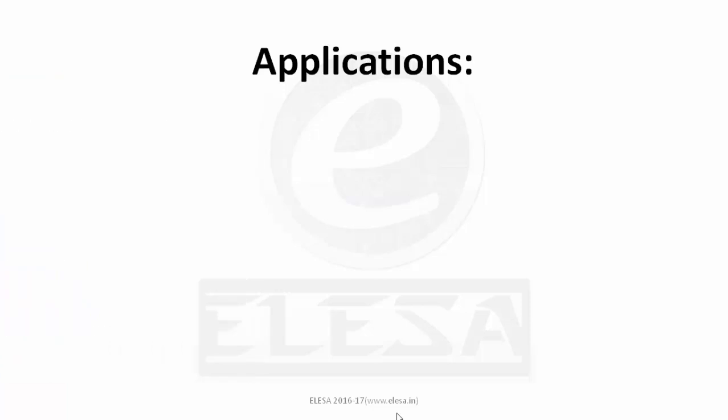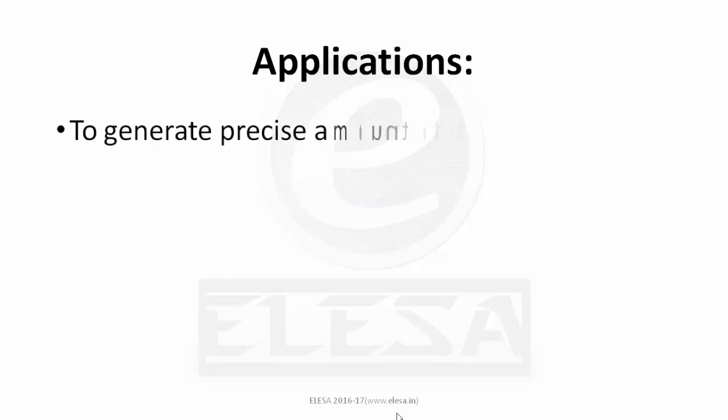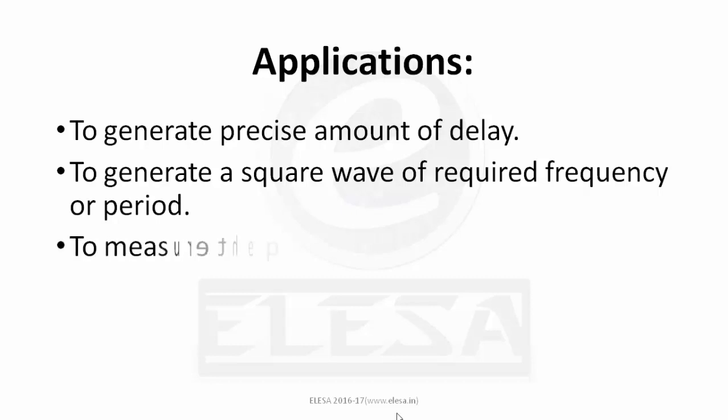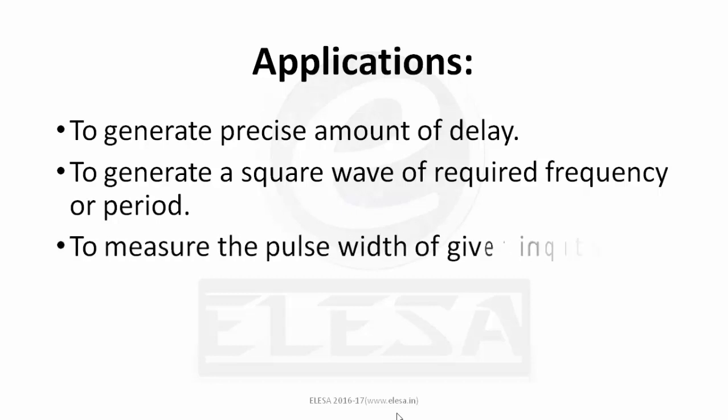Now going to applications. What will you think? The first application is to generate a precise amount of delay. The second is to generate a square wave of required frequency or period. And the third is to measure the pulse width of a given input signal.